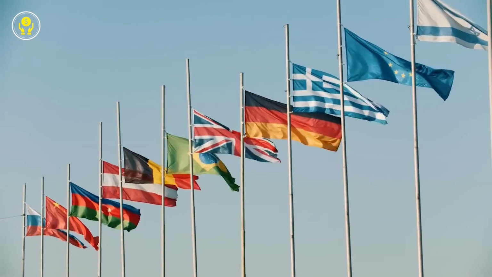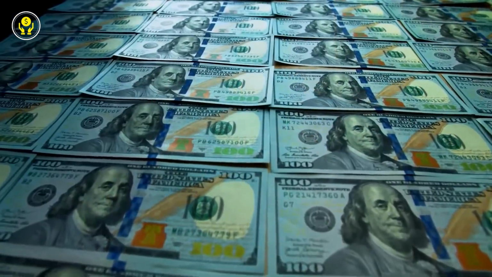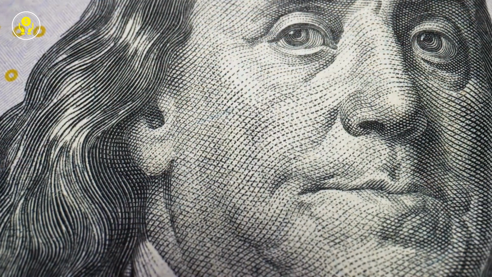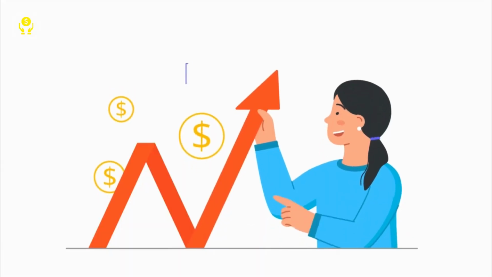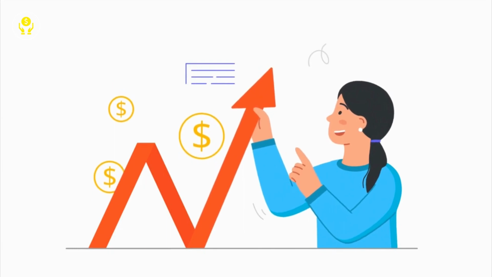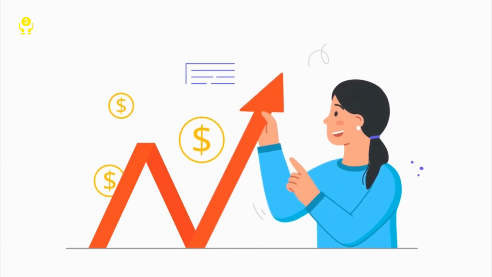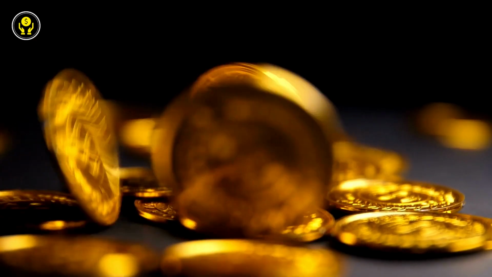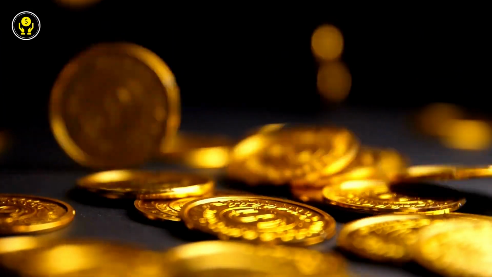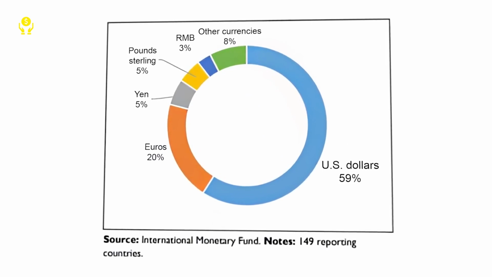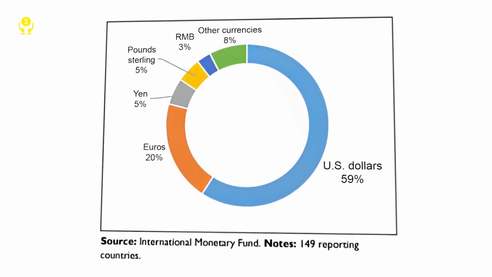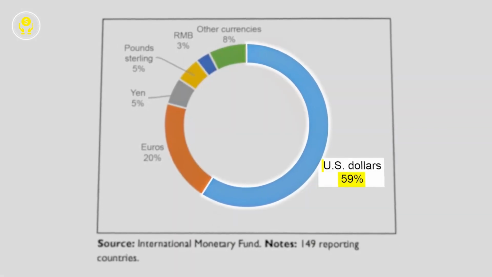The second reason is that the dollar is the most chosen currency by countries around the world for their reserves, which are the savings of countries. Just like individuals, countries save money and can do so in currencies such as the dollar or the euro, as well as in precious metals like gold or silver. This graph shows the composition of the total reserves of all countries in the world, and as we can see, almost 60% of those reserves are in dollars.